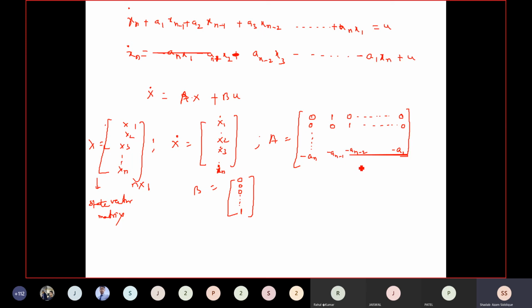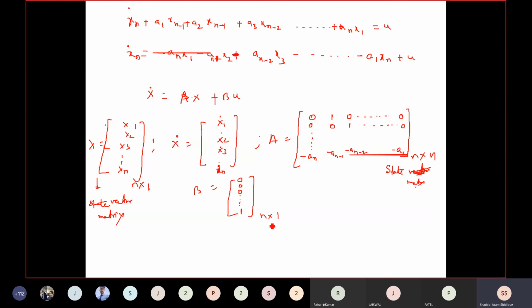And this is called the input matrix. U is nothing but the input matrix. Now x is nothing but the state vector matrix, and A is nothing but the state matrix. This is the state vector matrix, this is the state matrix. So this is of order n cross n, okay. And B is of order n cross 1 matrix, okay.